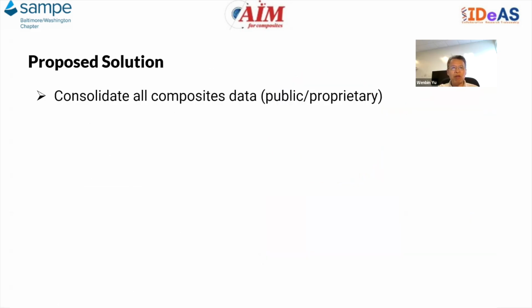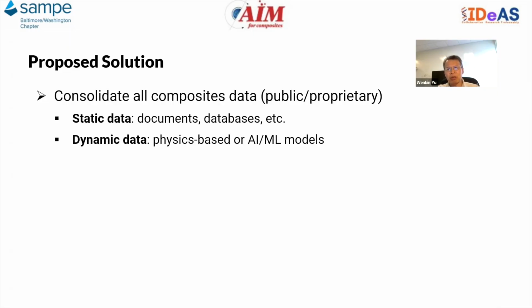So in facing these challenges, my proposed solution was, first, all the data we see is siloed and disparate. How do we consolidate them together? Of course, not only public data, we also have proprietary data, which is private to companies. And this data, you will find, I classified into 3 types. First is the static data, which is documents, where the content is written and fixed, and databases. Those are what I call the static data.